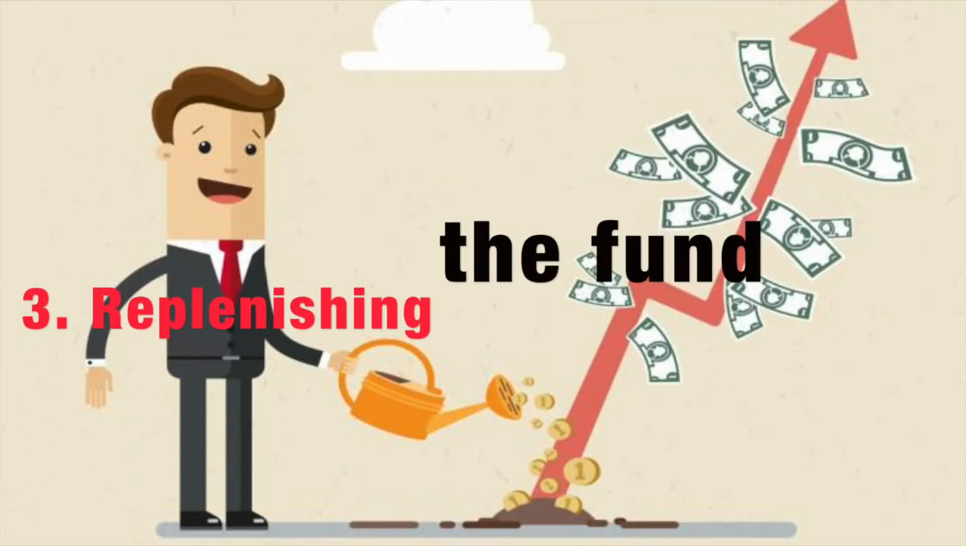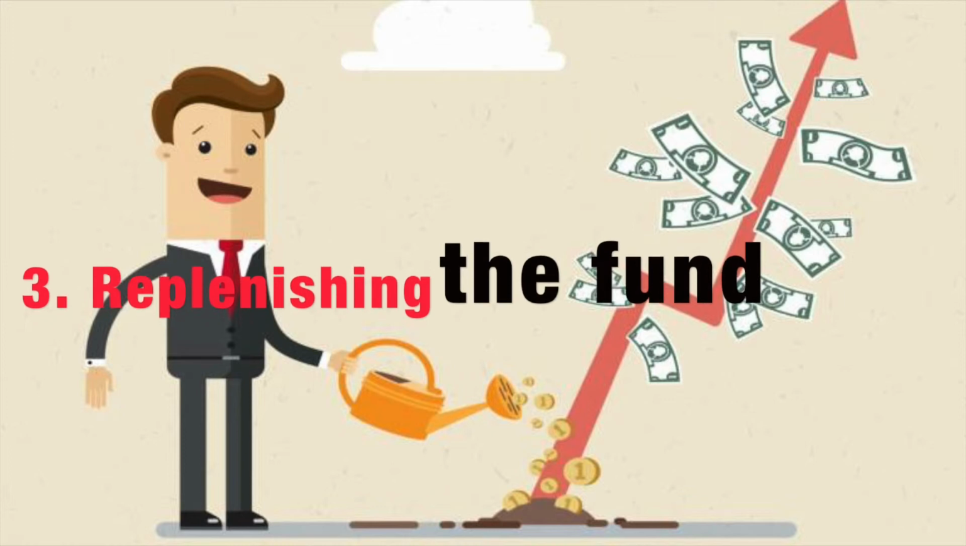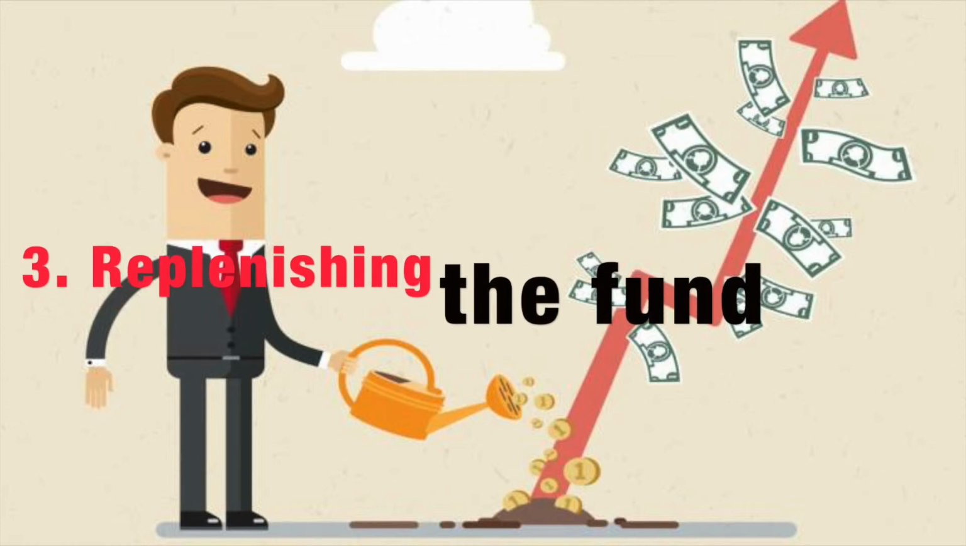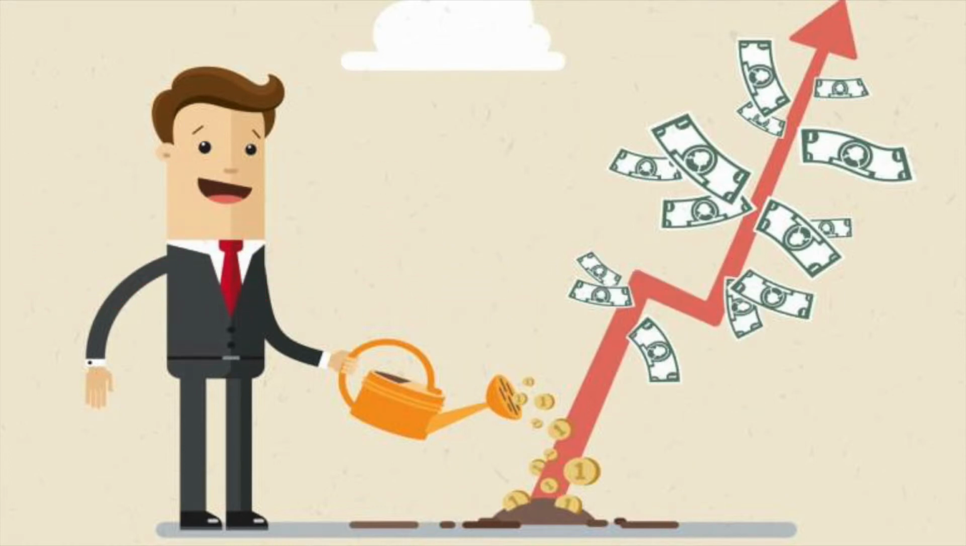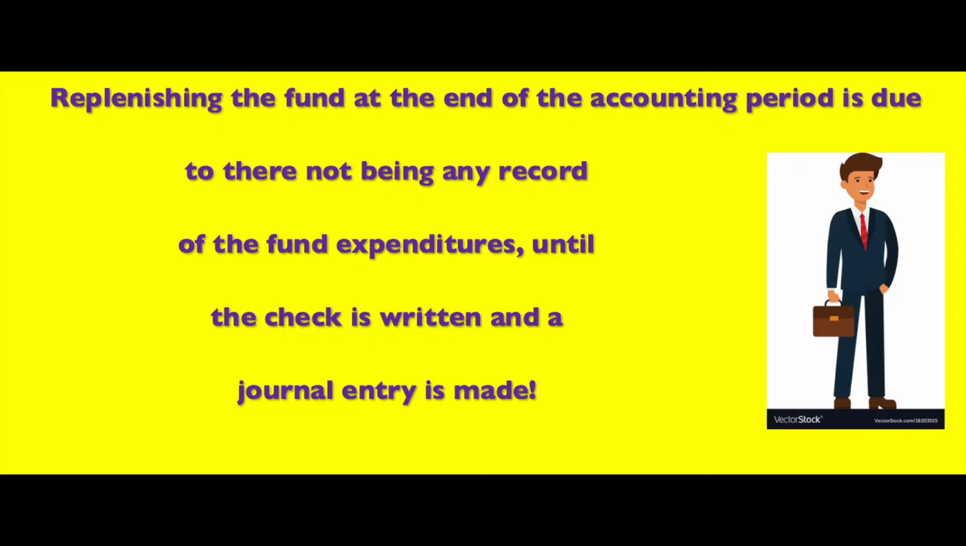The third and final step, replenishing the fund. So due to our cash decreasing by $120 from our receipts, we now need to replenish this fund. The reason we replenish the fund at the end of the accounting period is that no record of the fund expenditures is in the accounts until the check is written and a journal entry is made.